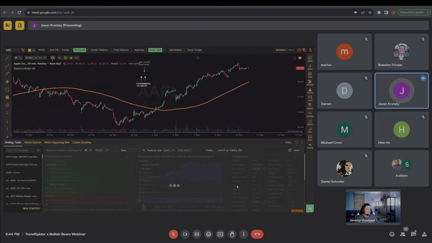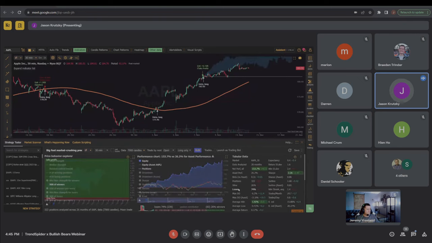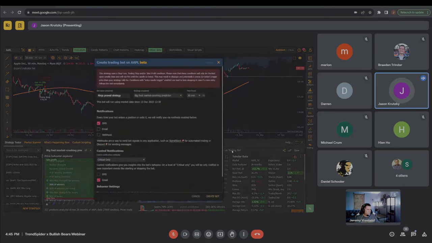Now, we've got this strategy on Apple. It works pretty darn well. We want to implement it. We want to start utilizing the strategy. Well, how can we do it? There's a couple of different ways. On TrendSpider, you can automatically launch this strategy as a trading bot. So we can open up launch as trading bot. You can go to your favorite order routing service. We have one called Signal Stack. There's Traders Post. There's a handful of different ones that you can utilize.